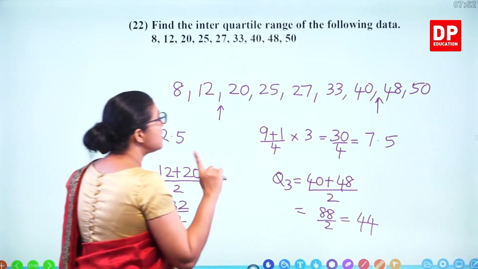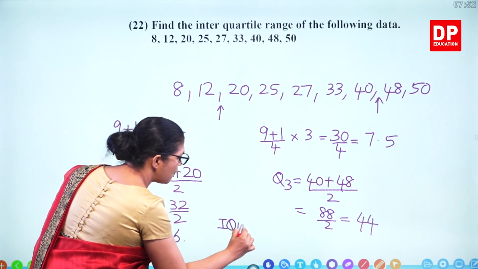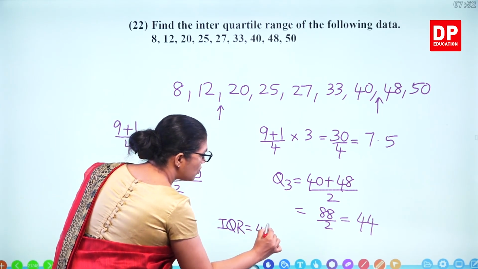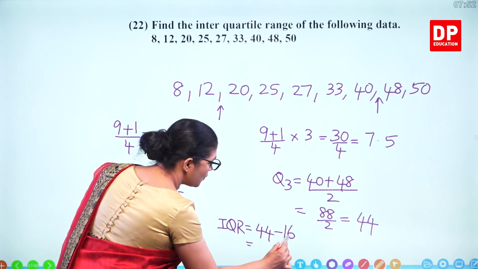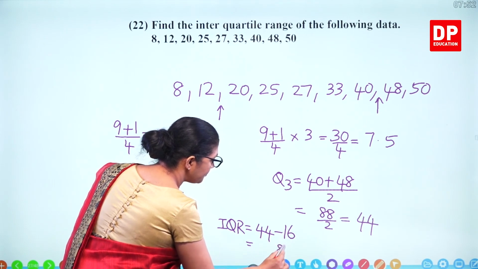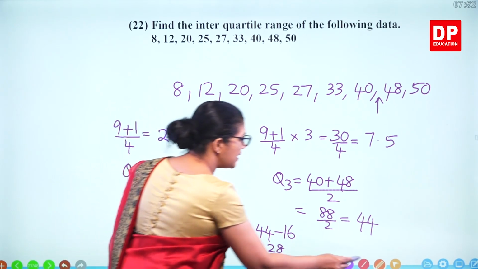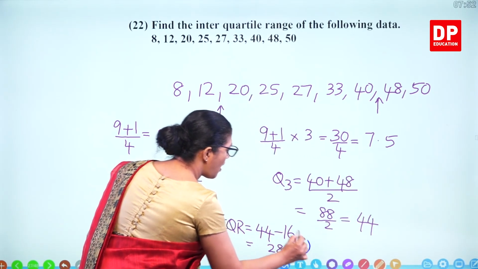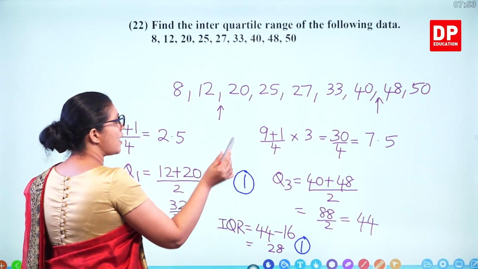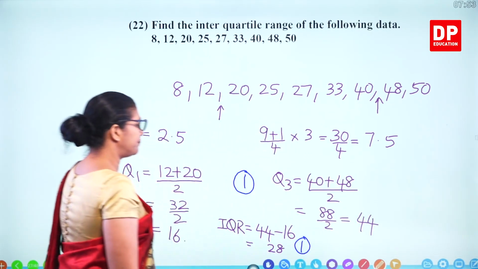Now you need the interquartile range. The interquartile range is the difference between Q3 and Q1. You get 28 as the interquartile range. So you get 1 mark each for finding Q1 and Q3.